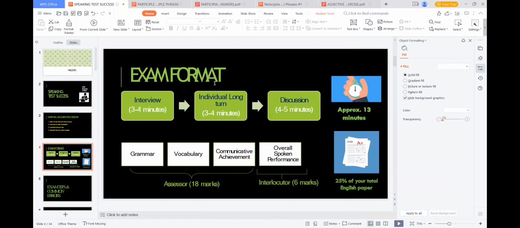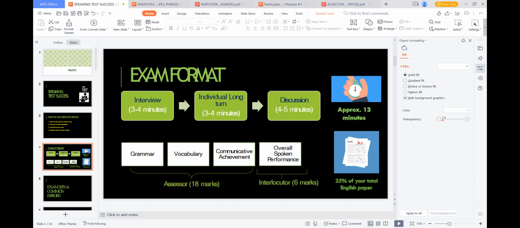So for the exam format, we have different parts. The first part will be 3 to 4 minutes, the interview. It will help the interlocutor to know more about you and your level actually. So usually the interlocutor will guess which level you are in when they do the interview questions, knowing more about yourself. In the interview, we have two phases. The first phase is the basic information about you. The second phase will be other types of questions related to maybe your hobbies, your ambition, things like that. Anything related to you.